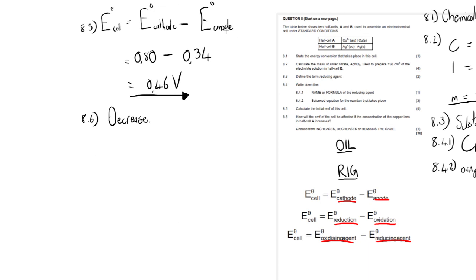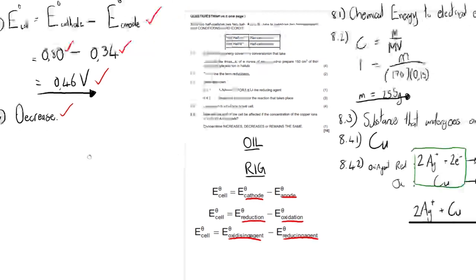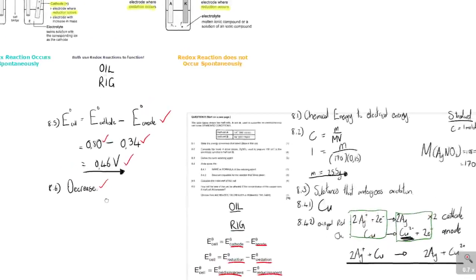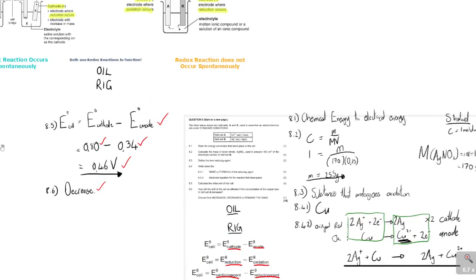And nice, let's look at the allocation of marks. One for the formula, one for cathode, one for anode, and one for final answer, and then 1 mark for decreasing. All right. I really hope that this lays a proper foundation for electrochemical cells.